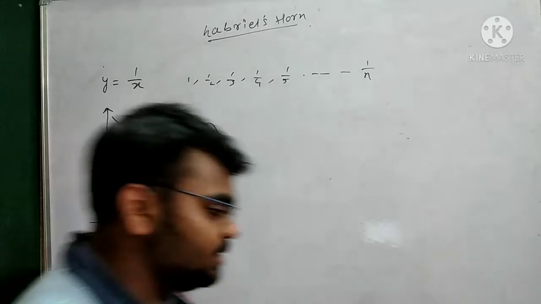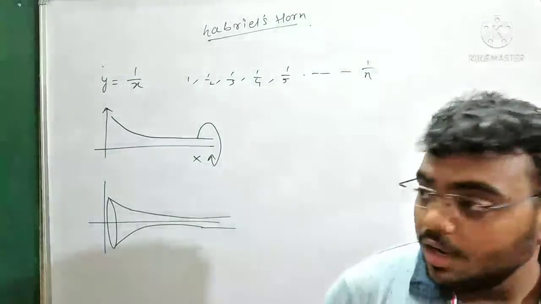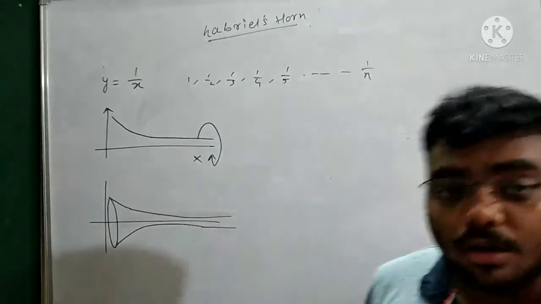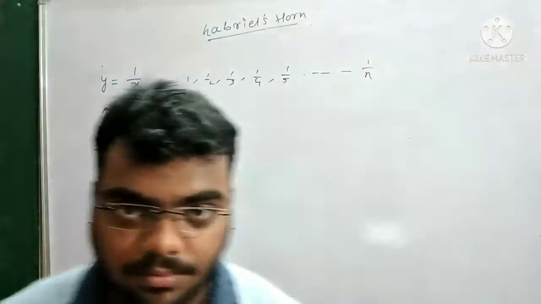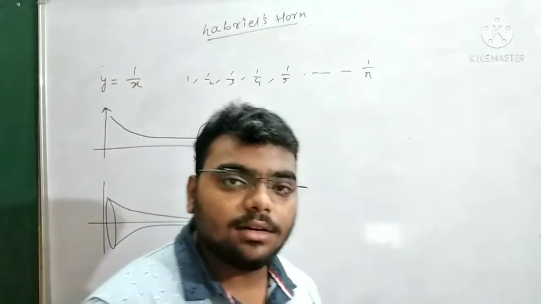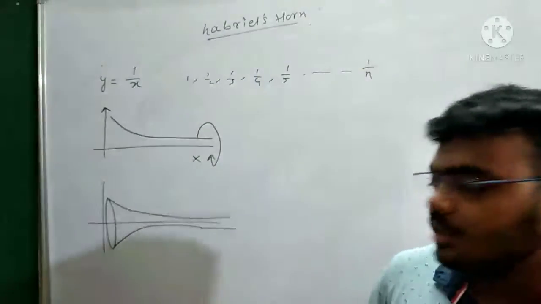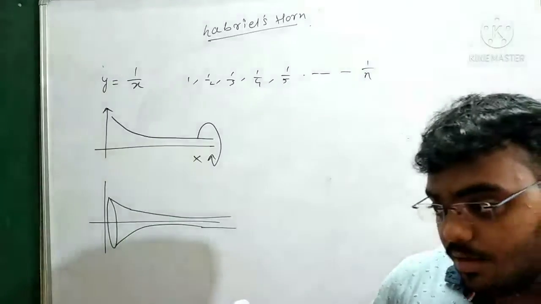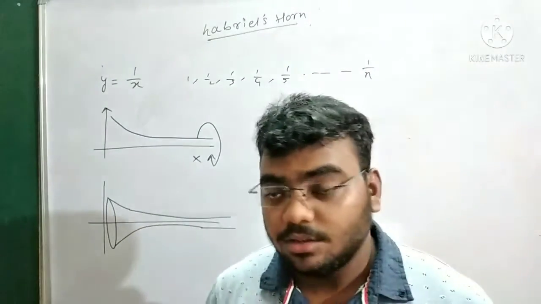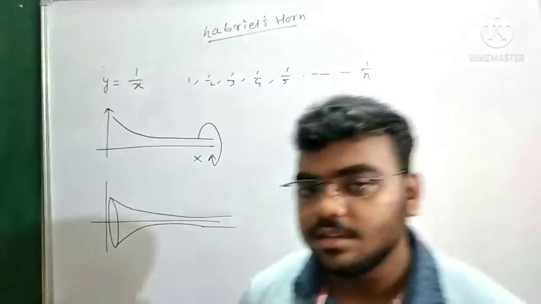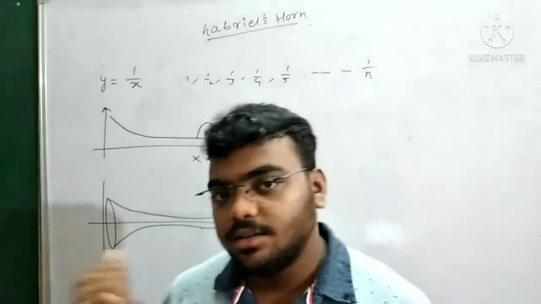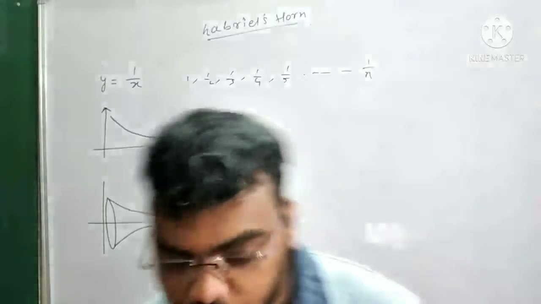So actually in this lecture I will do a mathematical analysis of this Gabriel's horn. So please stay with me, and after a few minutes you will see how the volume of this figure converges, and how the surface area diverges. So let us do it.